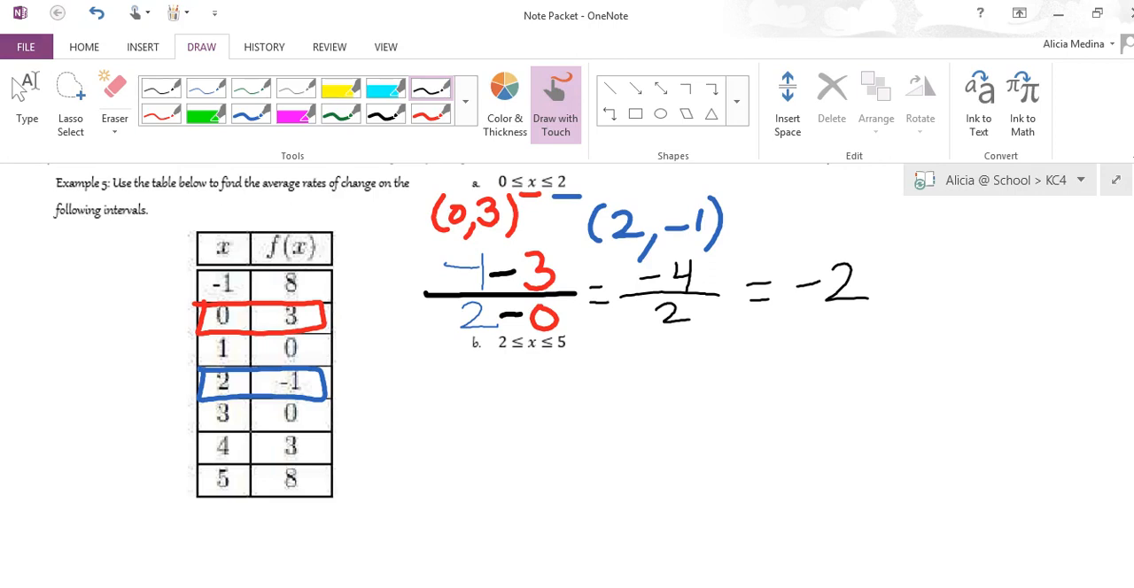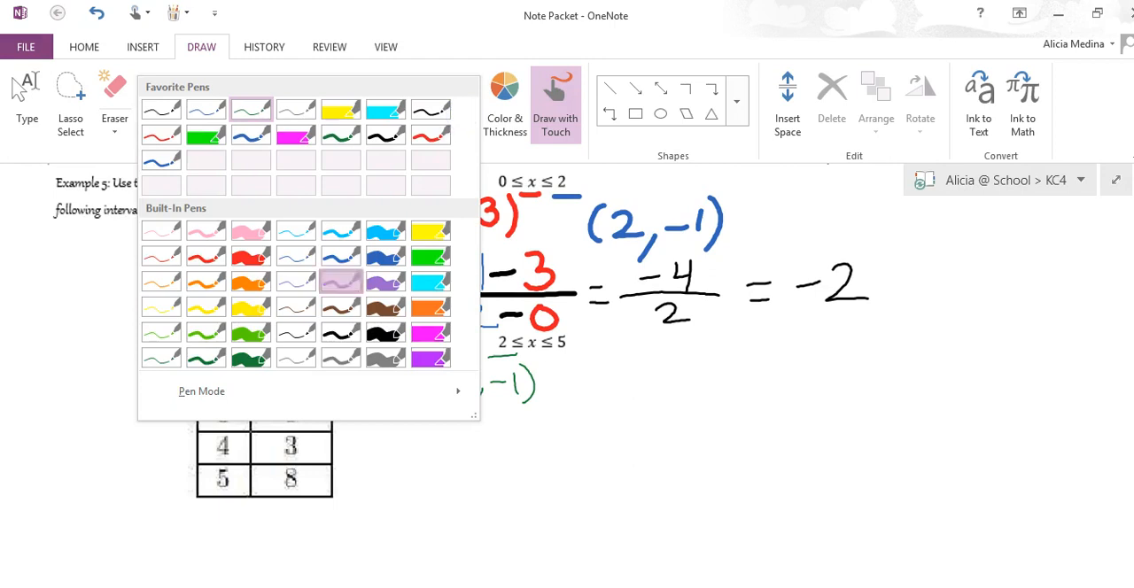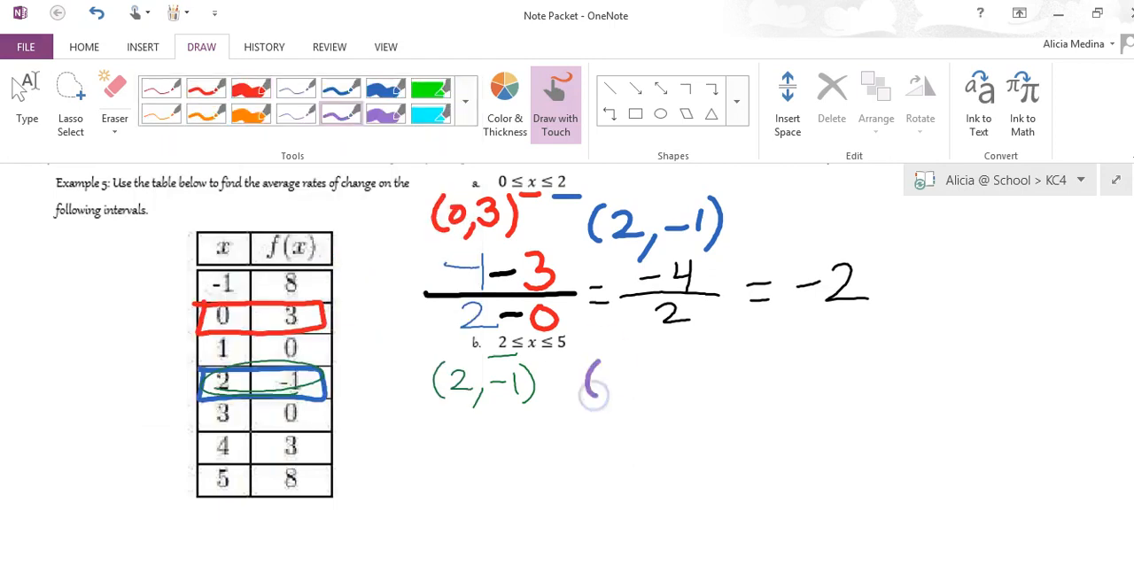Alright, looking at the next example here, I have between the values of x equaling 2 and 5. So again, this is going to be my x value. I have to find wherever x is equal to 2. So again, that's also going to be this guy right here. So at 2, my y value is negative 1. And then my other value, make it purple, is 5. And where does x equal 5? Down here, which means my y is 8.